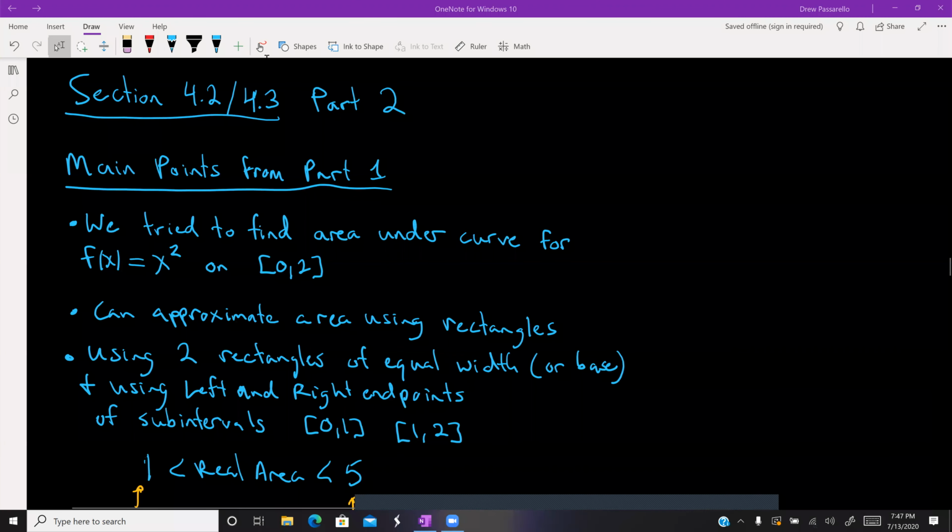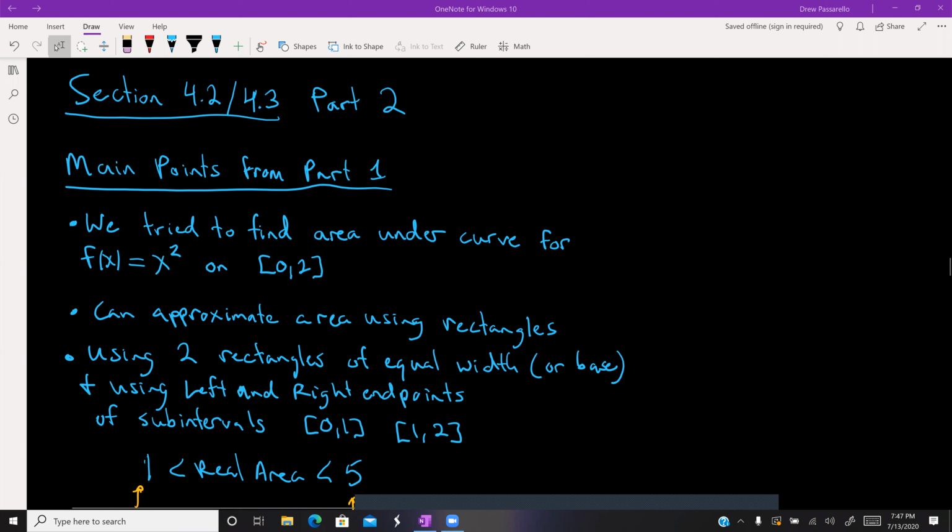All right, so this is part 2 to the section 4.2/4.3 videos, and I'm still covering concepts, so I'm going to just continue right where I left off. So the main points from the previous video, part 1, was that we tried to find the area under the curve for f of x equals x squared on the interval 0 to 2.